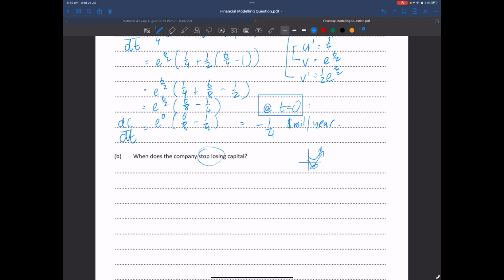So that's the thing to get to. There must be a turning point for this question to make sense. So we need to find that turning point. And how do we find a turning point? We set the derivative equal to 0 and solve.